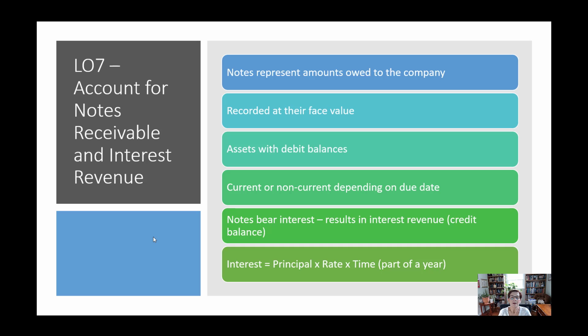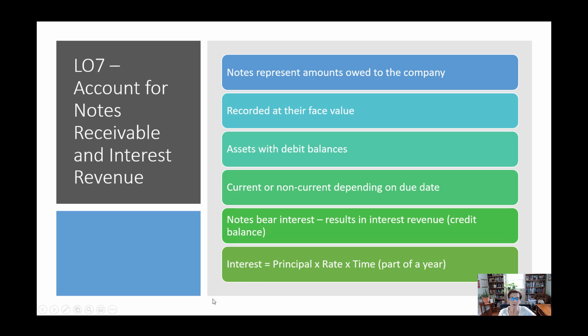Okay. Notes bear interest. And so remember I said when you sign the note, you would have a note of $10,000. I'm going to pay you back in 3 months with 10% interest, right? So there's interest revenue associated with the notes. Finally, the interest calculation, this is the thing to be a little careful with on the notes, is principal times rate times time, which I'm sure you've heard of before.